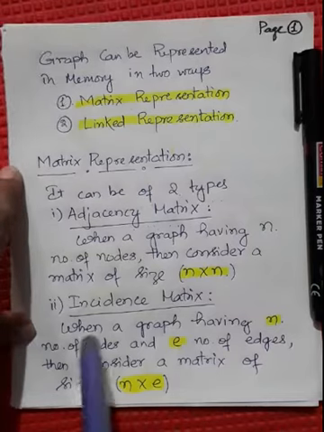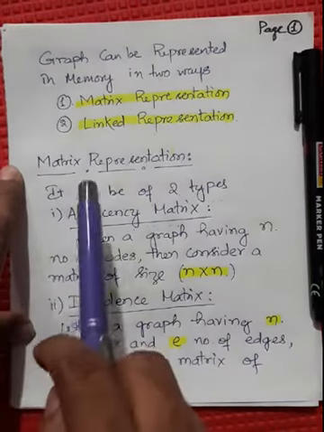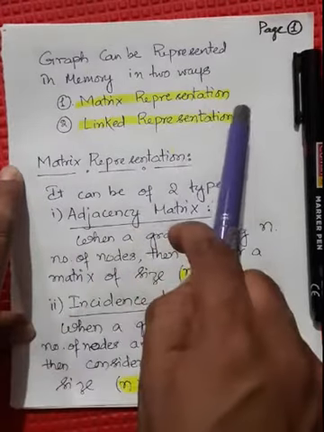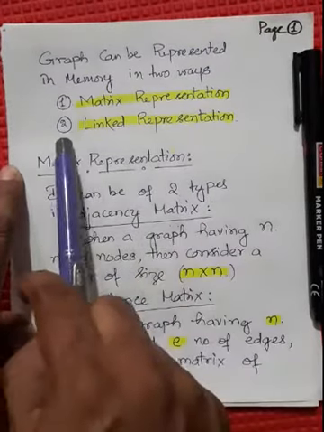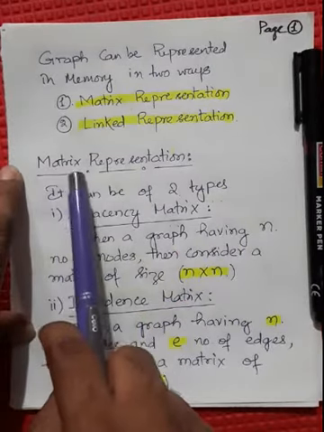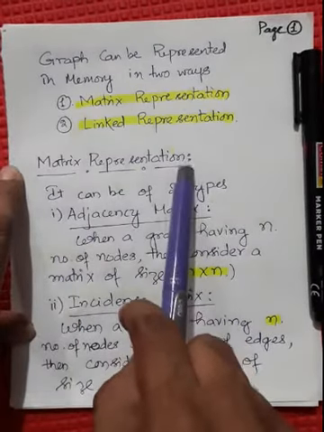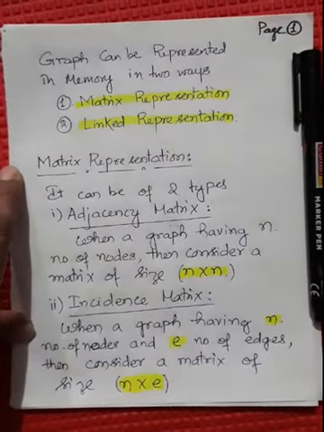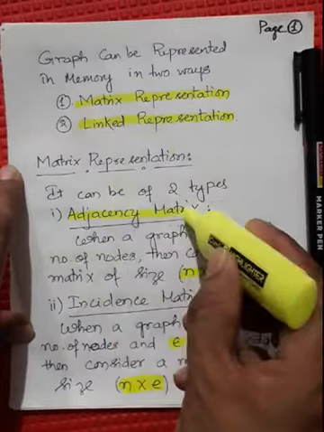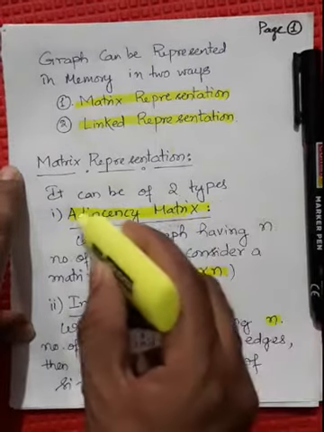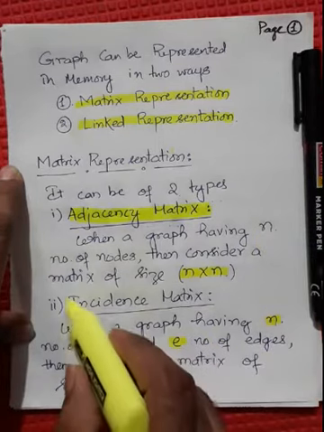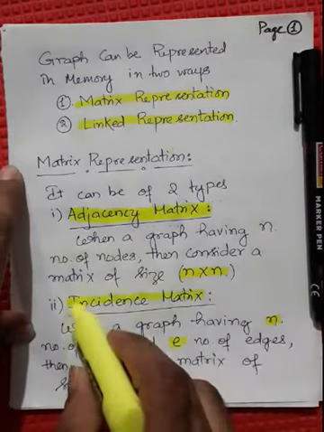A graph can be represented in memory in two ways: one using matrix representation, another using linked representation. In matrix representation, there are two different ways to store the graph. One is using an adjacency matrix, the matrix where we store the graph. The second way is the incidence matrix.